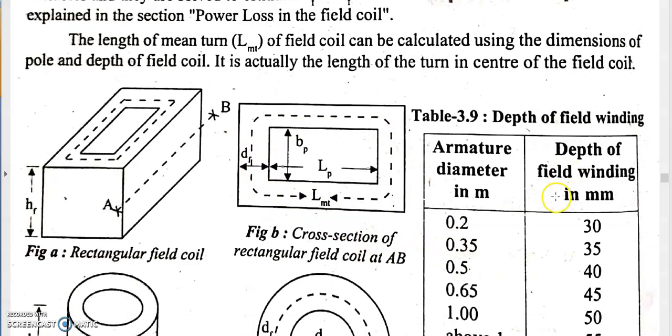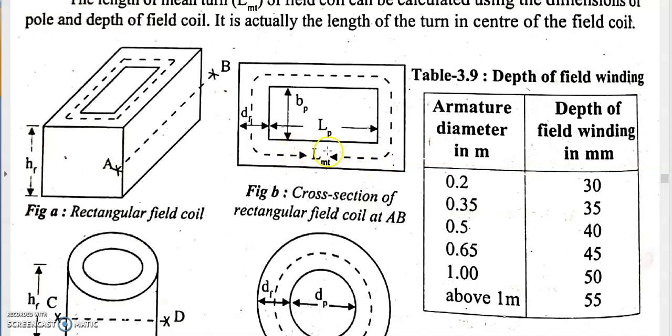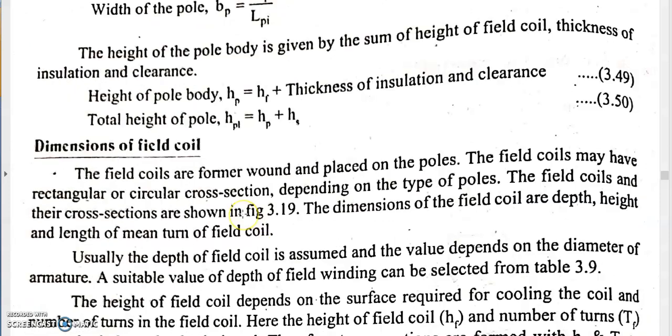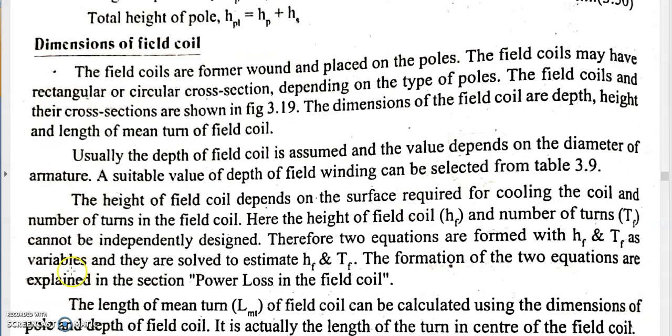So depth we will be assuming, then we will be calculating mean turn length of the field winding by knowing the field pole dimension. So LMT will be calculated from the pole dimensions and by assuming a depth of the field coil. Okay. So in detail we will discuss about the design of field coil in the next video lecture. Thank you for listening.